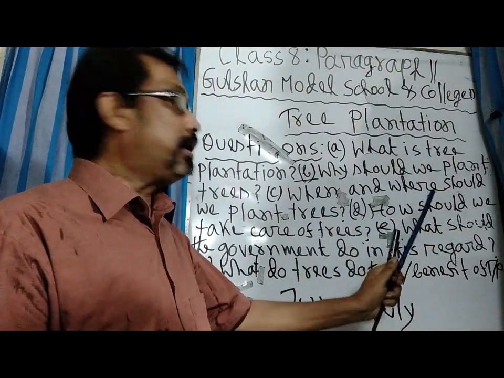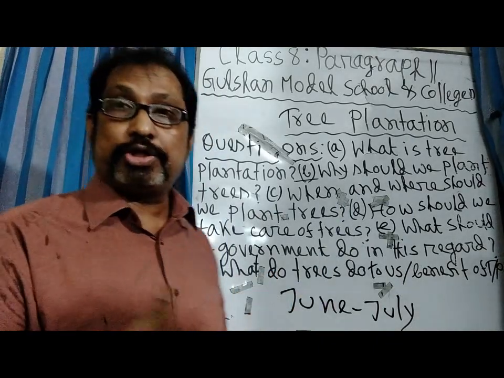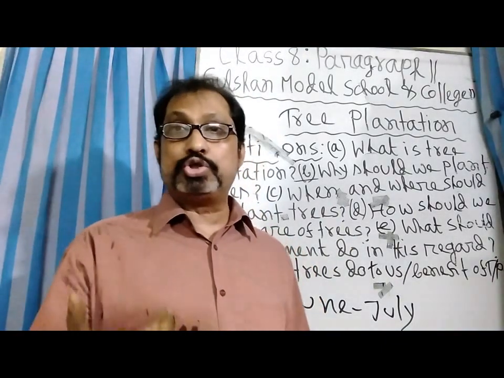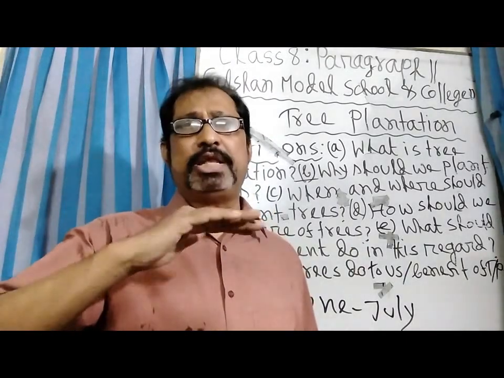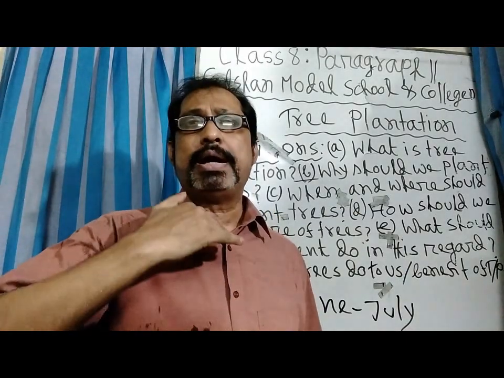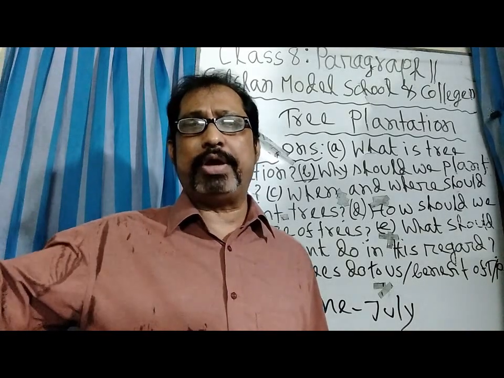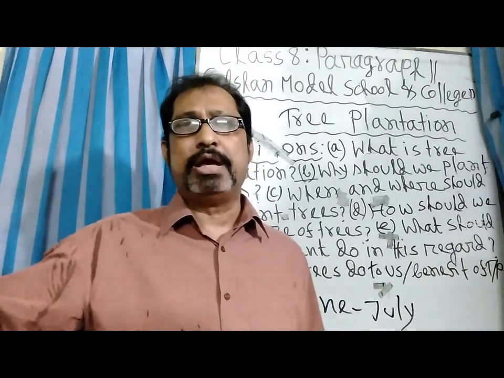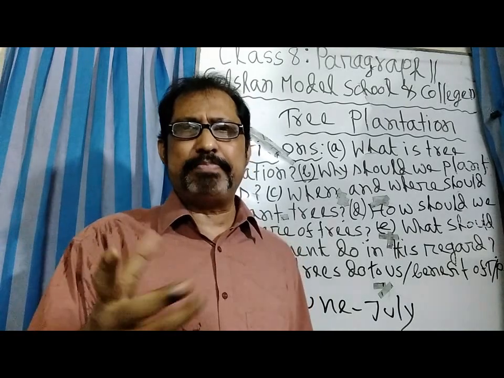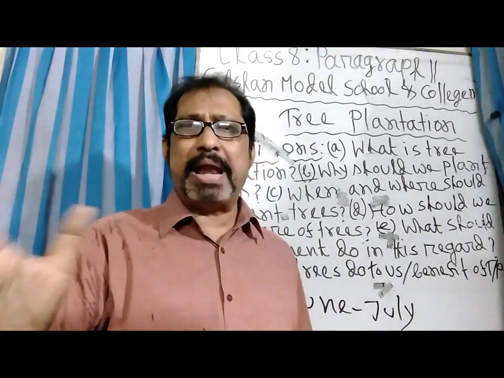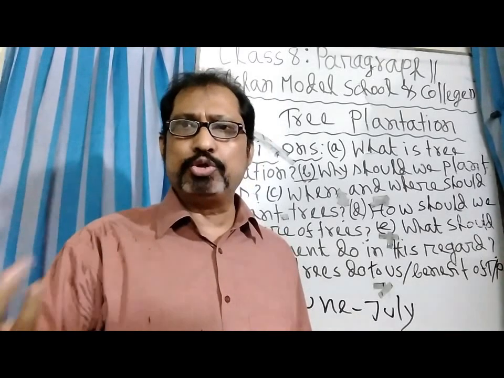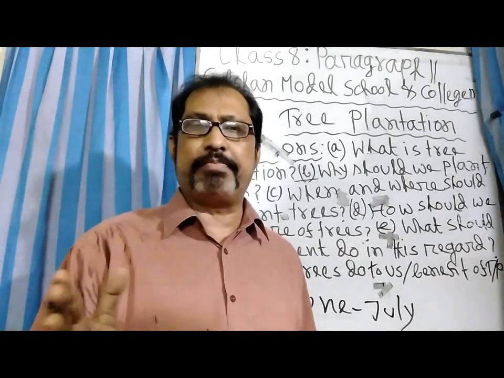When and where should we plant trees? We should plant trees in barren places, especially on the two sides of highway roads and railway stations. There are fallow lands. Fallow lands means lands where no plants have been grown. They may be used for tree plantation.